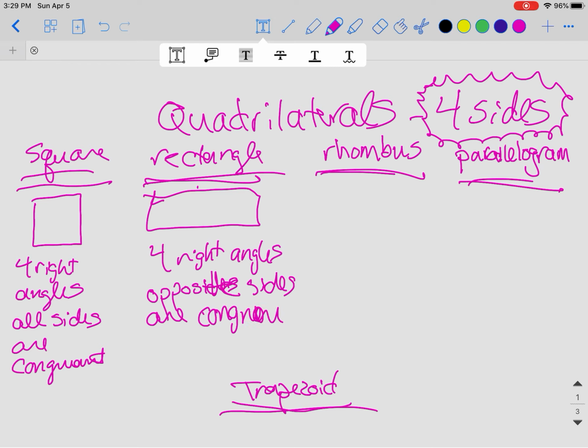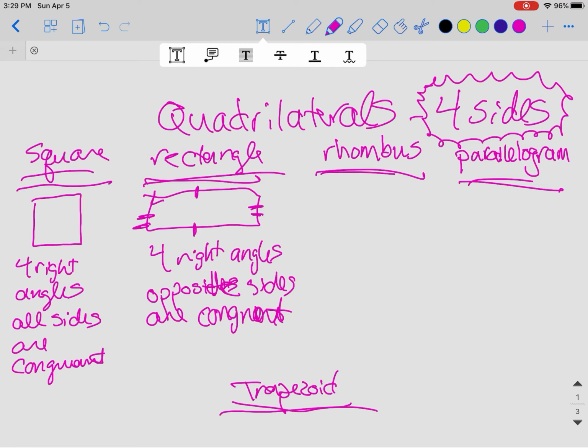So that means this side and this side are the same length. That means this side and this side are the same length. So technically what that means is a square is a rectangle, but a rectangle is not a square. Because again, in order to be a rectangle, you just need opposite sides congruent.